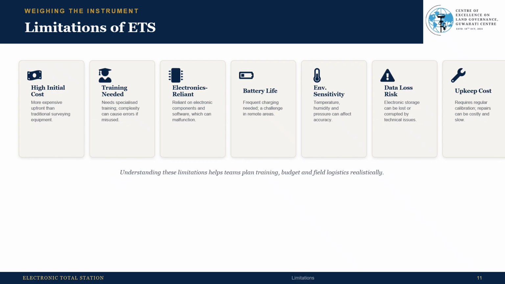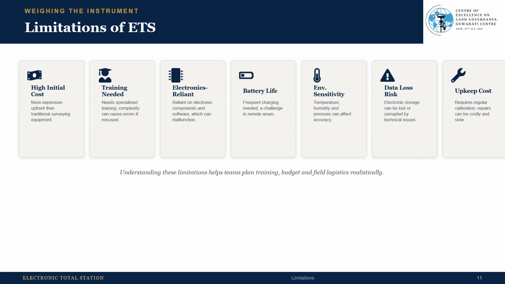However, like any technology, an electronic total station also has limitations. The initial cost of the instrument can be relatively high. Effective operation requires trained personnel because incorrect setup or measurement procedures can introduce errors. The instrument depends on electronic components, software, and battery power. Therefore, technical problems or insufficient battery capacity can affect field operations.